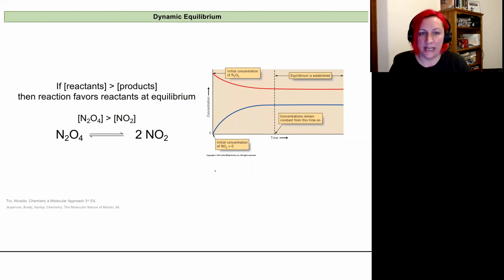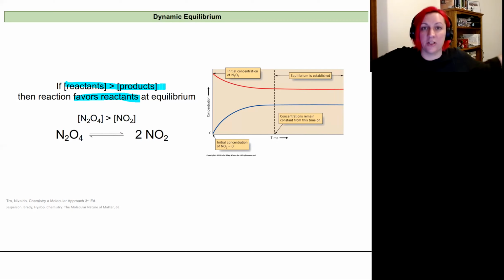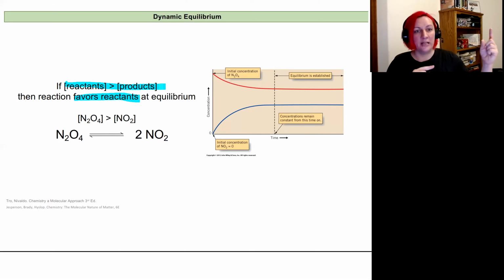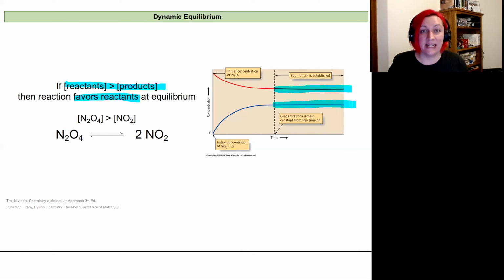So here is a reaction that will favor reactants at equilibrium. That means our concentration of reactants will be larger than our products. And so this is a decomposition reaction. We have N2O4, it's wiggling and shaking, and it wiggles and shakes itself apart. And it forms two NO2 molecules. So our initial concentration of N2O4 will be high, and our initial concentration of that NO2 will be non-existent when we start. And the rate of this reaction will slowly change until we see the reaction rates stay the same. And then we've hit dynamic equilibrium.